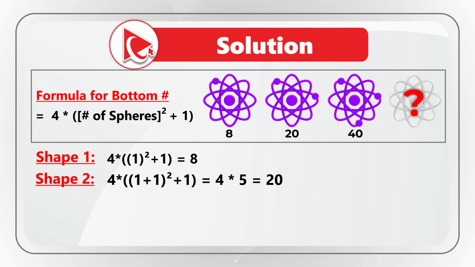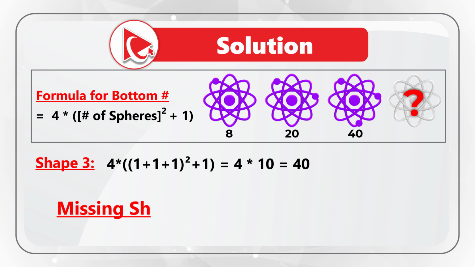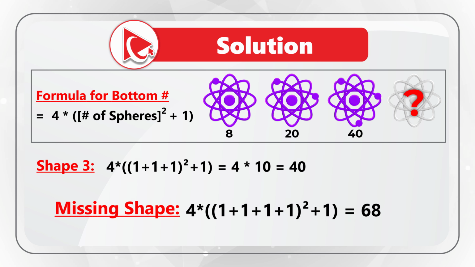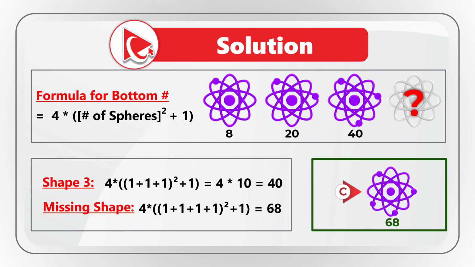For the third shape, we need to multiply 4 by (3 squared plus 1), which equals 4 multiplied by 10, equals 40. So to calculate the bottom number for the missing shape, we need to multiply 4 by (4 squared plus 1), which equals 4 multiplied by 16 plus 1, 4 multiplied by 17, equals 68. This is why the correct choice here is choice C with bottom number 68.